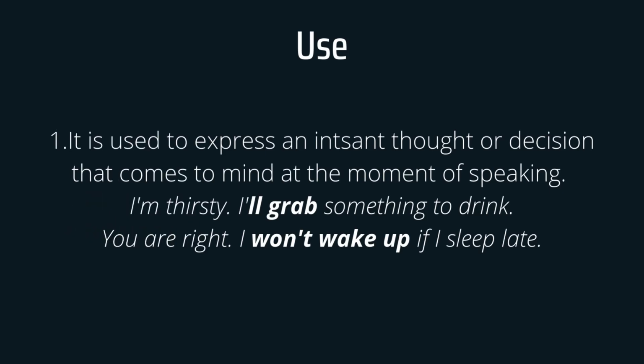What are the uses of the simple future? 1. The simple future is used to express an instant thought or decision that comes to mind at the moment of speaking. I'm thirsty. I'll grab something to drink. So I'm thirsty right now. This is an instant thought. So I'll grab something to drink. You are right. I won't wake up if I sleep late. That's an instant thought.